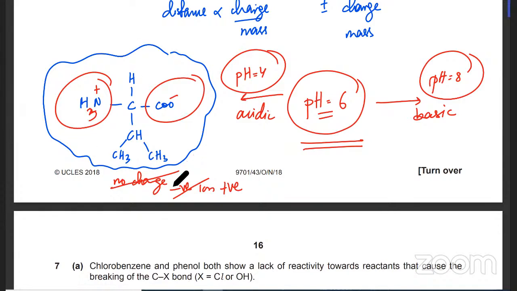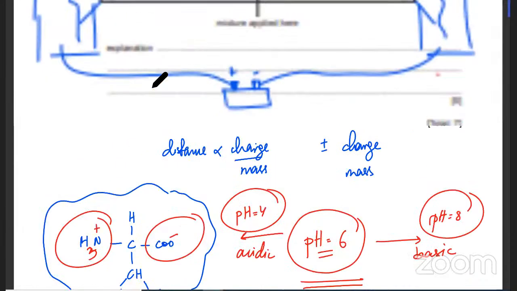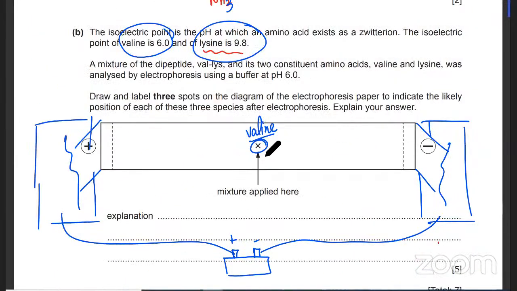Let's do this one. This is valine, right? The pH is 6 and the isoelectric point is also pH 6. So that means it's going to be in the form of a zwitterion. A zwitterion has a positive charge and a negative charge, so it's not going to have an overall charge. So valine would be right in the center. It's neither attracted to the positive side nor to the negative side. At pH 6, valine's isoelectric point is also 6, so valine stays in the middle. Is this clear? Yes, sir.